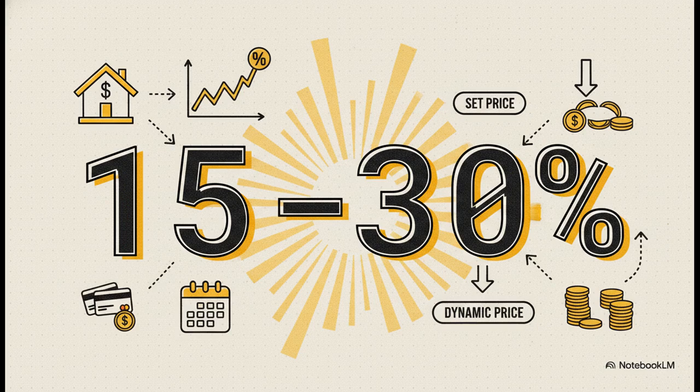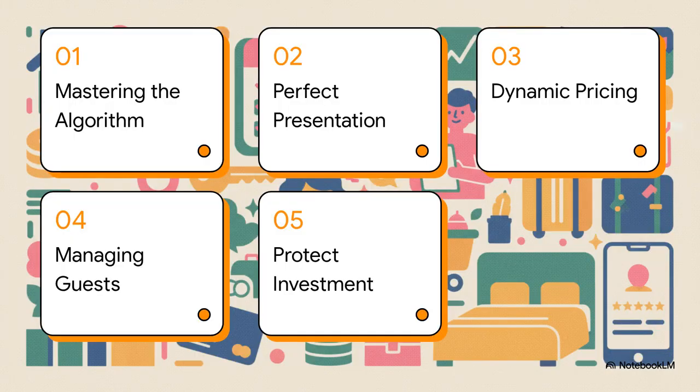15 to 30%. Think about that for a second. That is the chunk of revenue you're quietly leaving behind if you're still relying on a set-it-and-forget-it static pricing strategy, especially when you compare it to hosts who are actively using dynamic pricing. It's a massive gap. And it's just one of the areas where a tiny shift in your strategy can literally change your entire business. To capture that lost revenue, we're following a 5-pillar roadmap today.